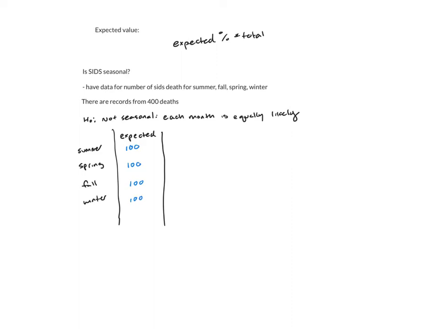in the winter. And I get this because I am taking, once again, my expected percentage, that is, I expect 1/4 or 0.25, 25%, and I am multiplying that by the total sample size, which is 400. So I'm putting 1/4 of each of those 400 in each category. This is how I calculate my expected value. Once again, expected percent times total. Let's go ahead and look at our example here.